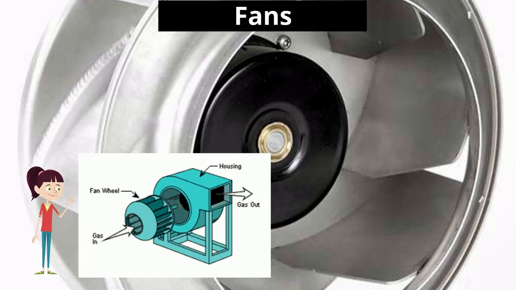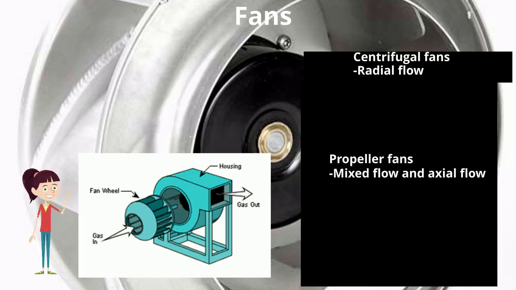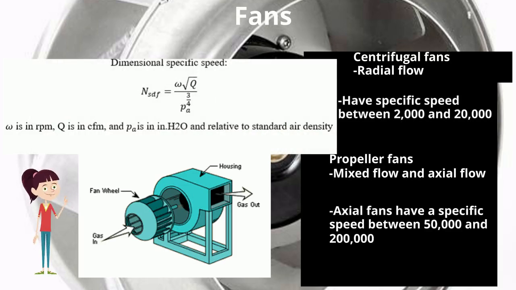This brings us to our next topic, fans. A fan is a device that pumps gases and vapors. There are two types of fans. Centrifugal fans consist of radial flow, while propeller fans consist of mixed and axial flow. By solving for a specific speed, we can determine which fan to use. Centrifugal fans have a specific speed between 2,000 and 20,000, while propeller fans have a specific speed between 50,000 and 200,000. The associated equation is given here. It's the same as that for a pump, but a pressure term replaces the head term.